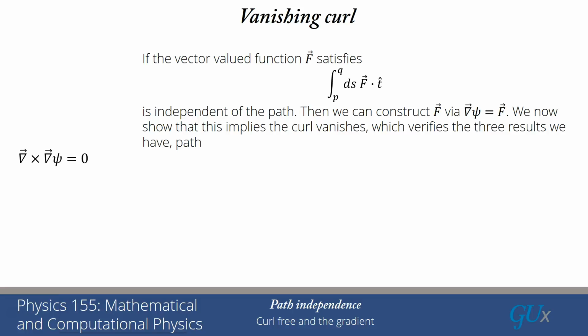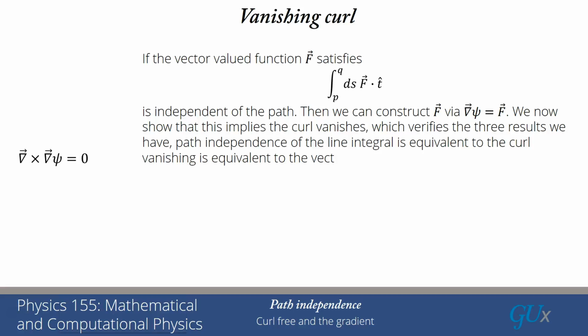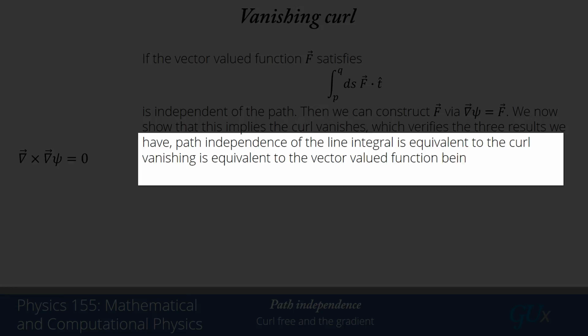What we want to now show is that if f is the gradient of a scalar, then the curl vanishes. That then verifies all three of our results: path independence of the line integral is equivalent to the curl vanishing, is equivalent to the vector valued function being the gradient of some scalar function, modulo the fact that we have to worry about simply connected regions when we look at the issue of just the curl vanishing.